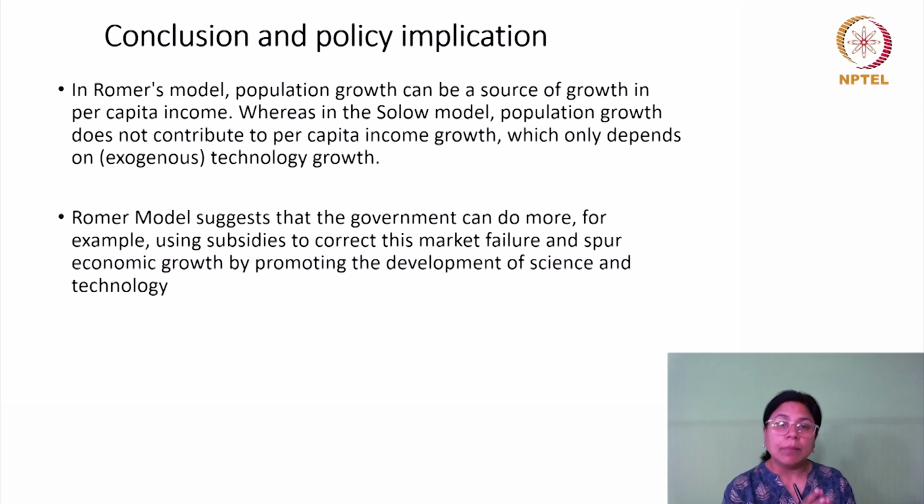So in Romer's model, population growth can be a source of growth in per capita income. Whereas in the Solow model, you've seen that it did not contribute to per capita income growth, as it was dependent only on exogenous technology. Moreover, as I was saying earlier, the Romer model also suggests that the government can now do more. They can use subsidies to correct the market failure in the R&D sector. They can spur economic growth by promoting the development of science and technology. And as a result, there is much more in the hands of the social planner to support economic growth via technological change.